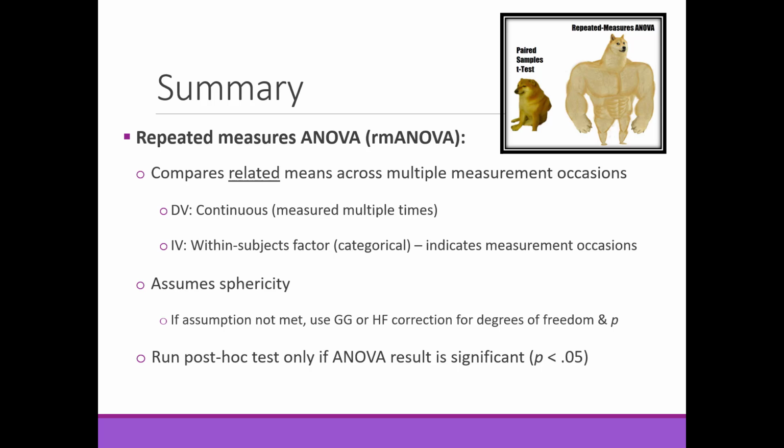And then if you get a significant ANOVA result for your independent variable, then go ahead and run your post-hoc test to figure out where the significant mean differences were.